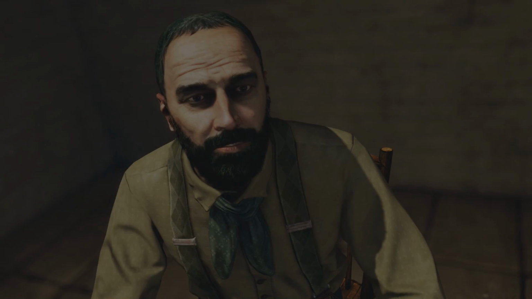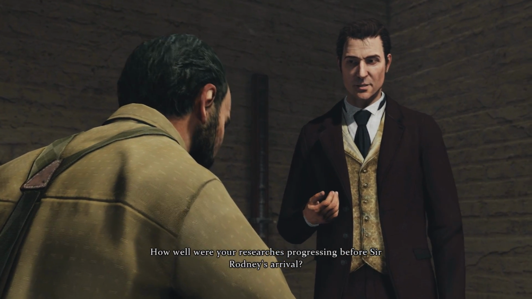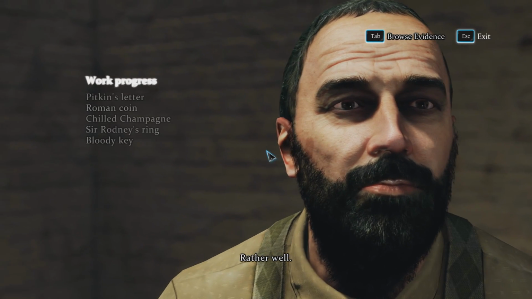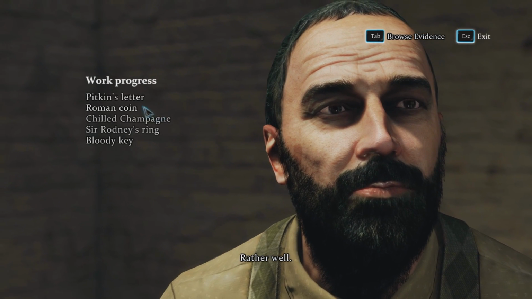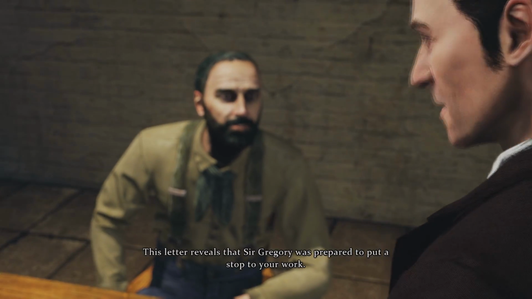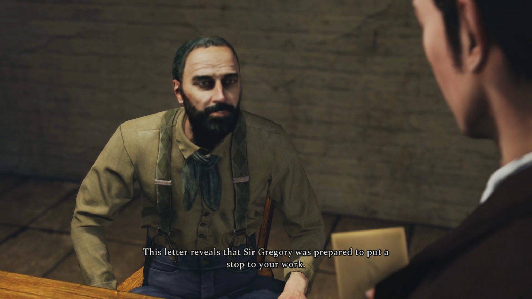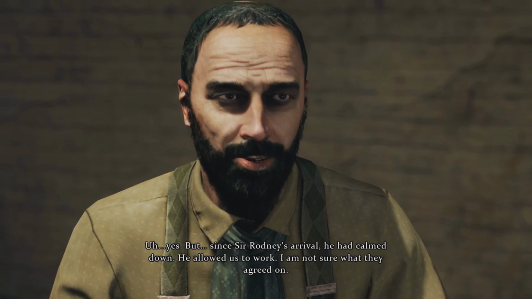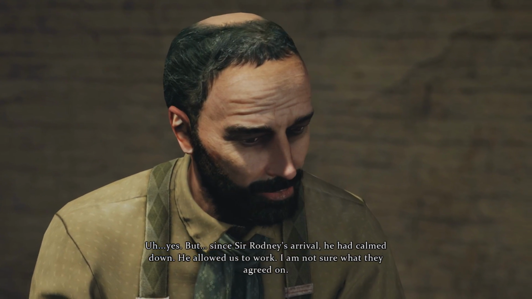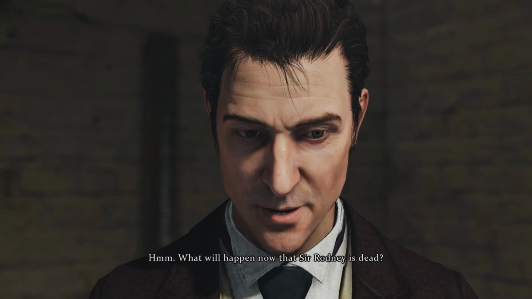Let's talk about your work first. How well were your researches progressing before Sir Rodney's arrival? Rather well. Not according to Pitkin's letter. This letter reveals that Sir Gregory was prepared to put a stop to your work. Yes. But since Sir Rodney's arrival, he had calmed down. He allowed us to work. I'm not sure what they agreed on. Well, we'll see what Pitkin says about that.